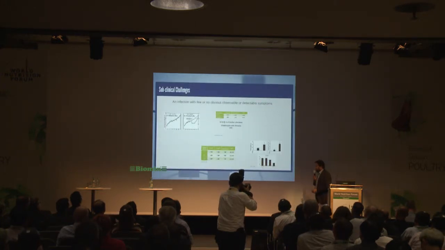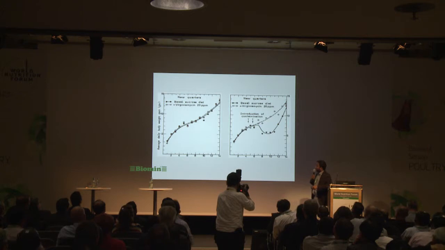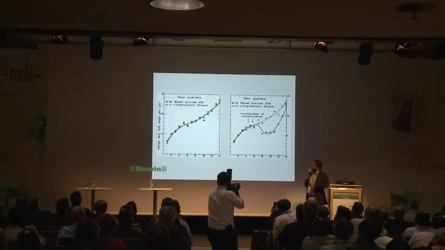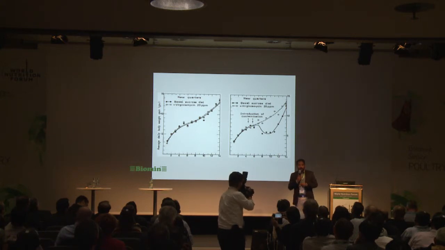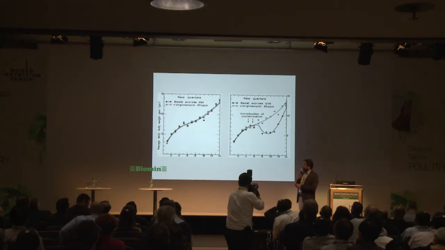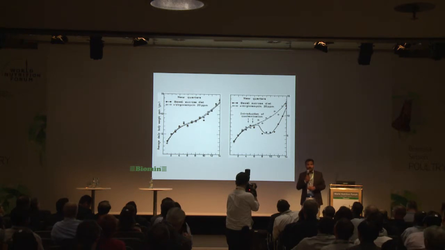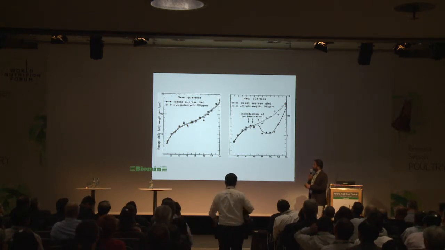Looking at subclinical challenges, here you can see two images. This is quite an old experiment, and it was published. On the left-hand side, you can see the birds raised on new litter. The black dots are the basal diet, and the white dots are the birds fed virginiamycin as an AGP. There is no change in the performance.